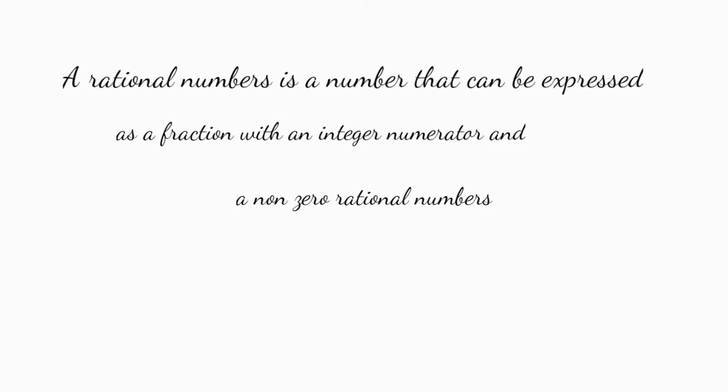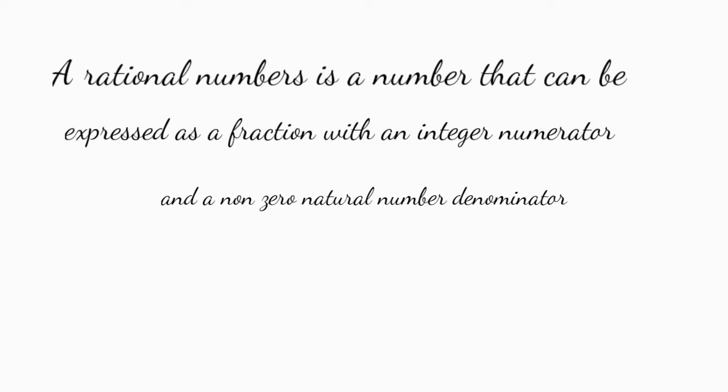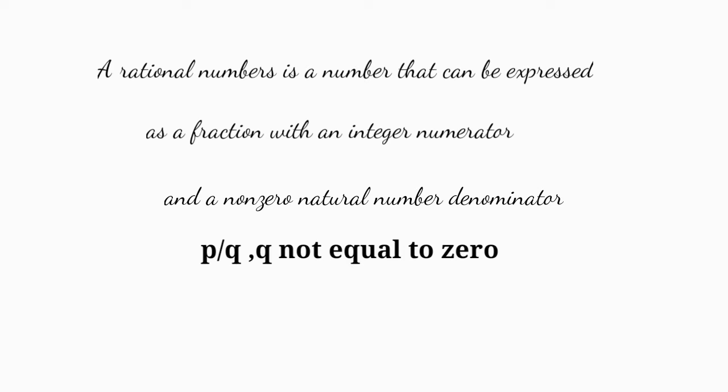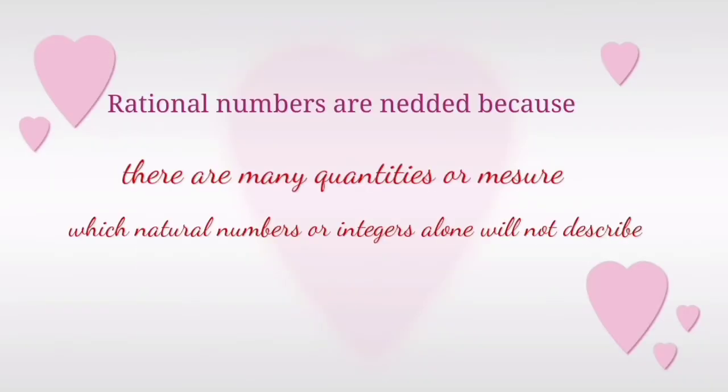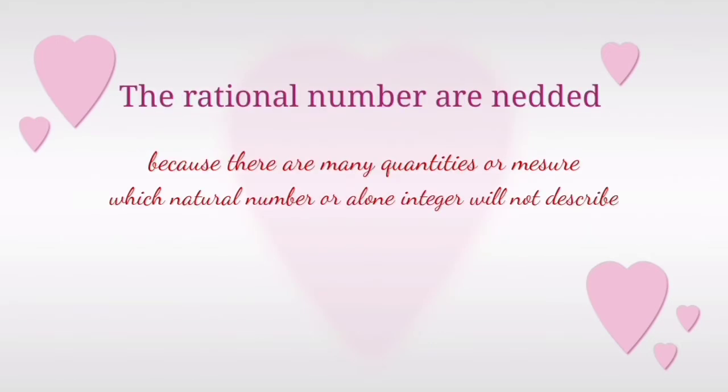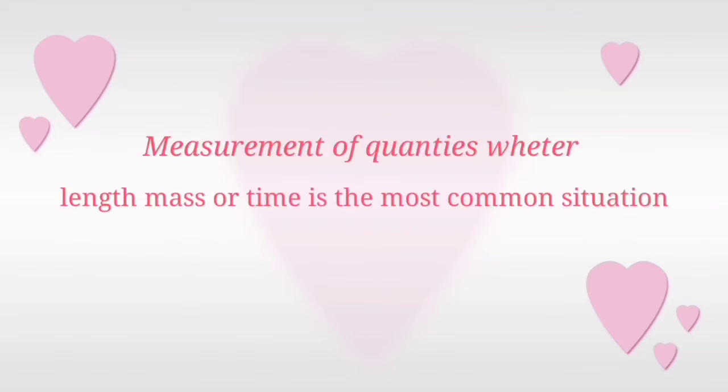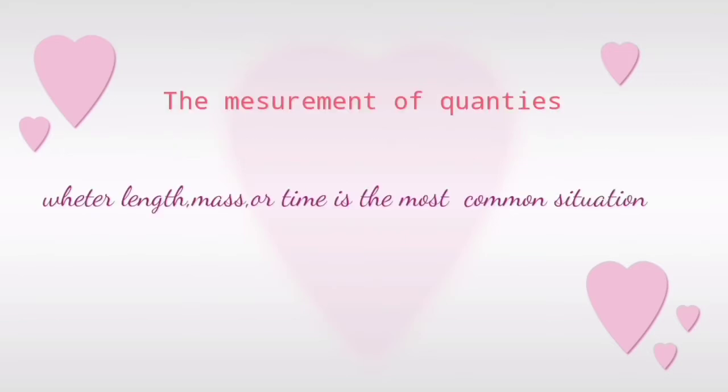Then mathematicians discovered a new number, the rational number, which is a number that can be expressed as a fraction with an integer numerator and a non-zero natural number denominator, represented as P over Q, where Q is not equal to 0. Rational numbers are needed because there are many quantities or measures which natural numbers or integers alone will not describe. Measurement of quantities, whether length, mass or time, is the most common situation.